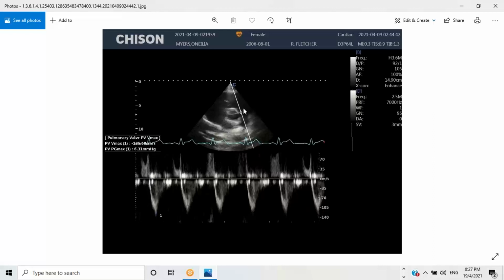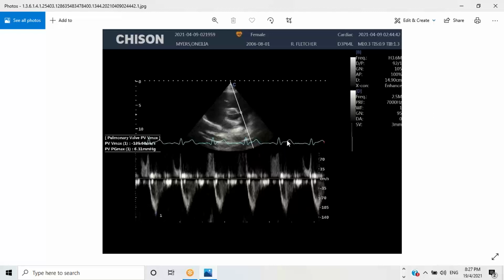So it's moving from the right ventricle outflow tract across the pulmonary valve into the pulmonary trunk. So this is the normal flow. When the right ventricle contracts, it's going to force blood across the pulmonary valve into the pulmonary trunk. So that is this flow. And you can see it's a systolic flow, right?